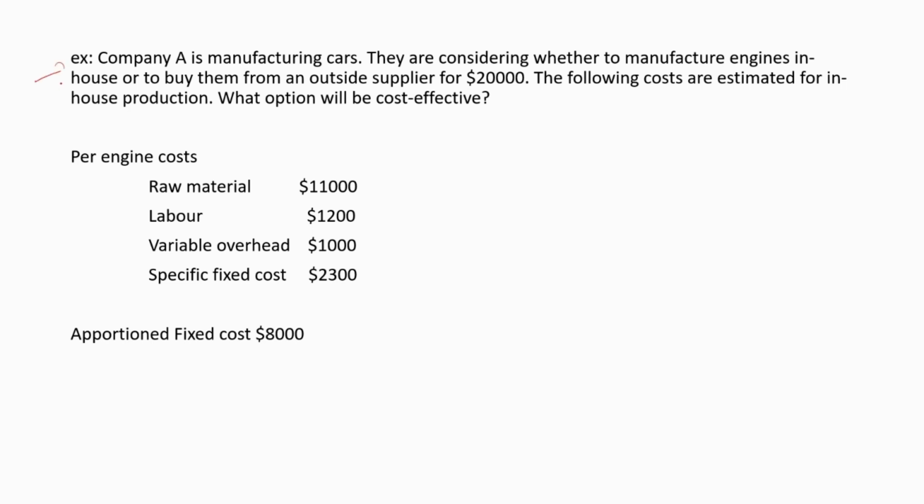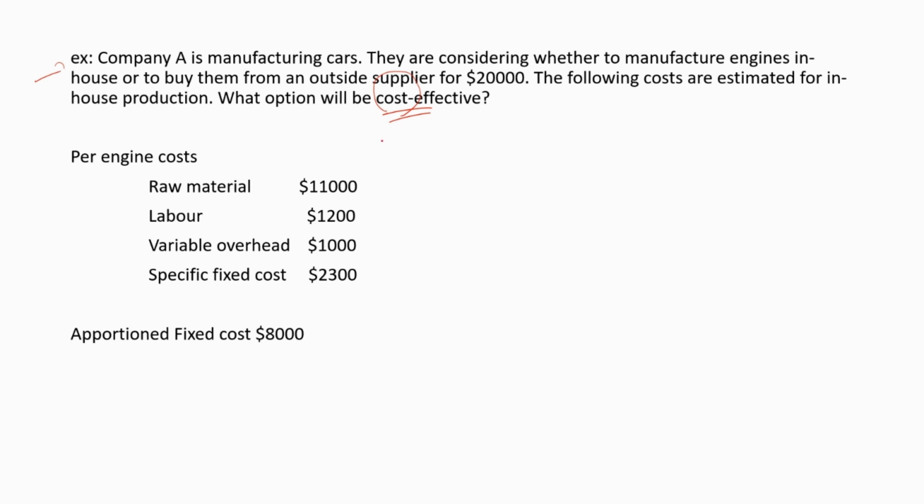Company A is manufacturing cars. They are considering whether to manufacture engines in-house or buy them from an outside supplier for $20,000. The following costs are estimated for in-house production. What option will be the cost effective? If you see the term cost effective, it means we are going to consider the financial factors because cost is a financial aspect. Now let's understand the question.